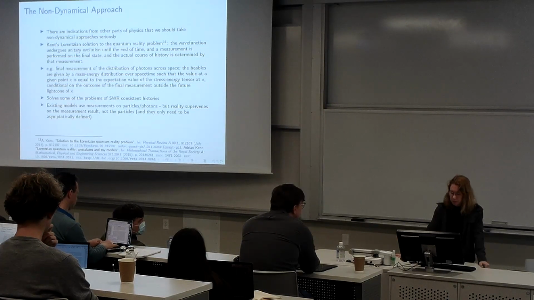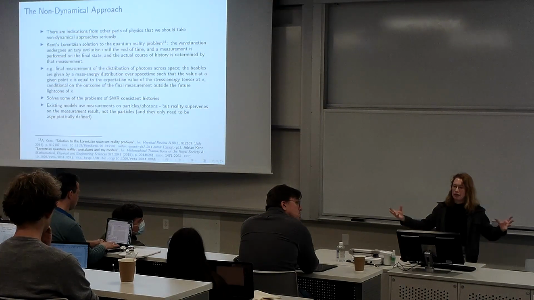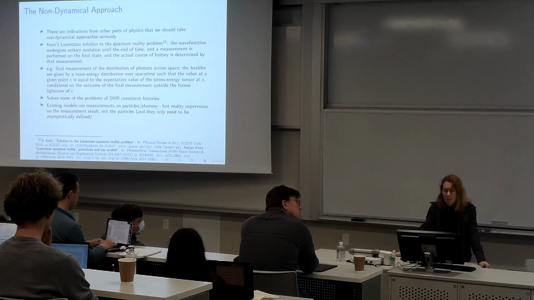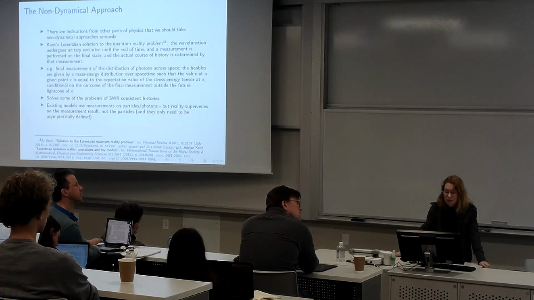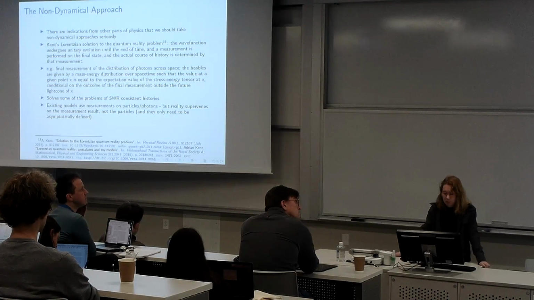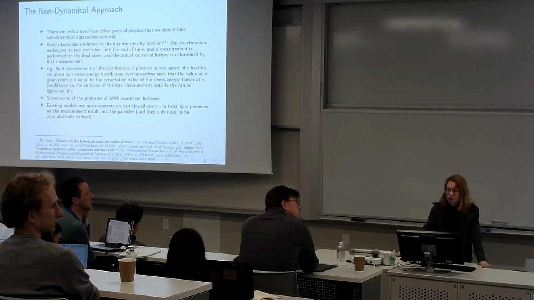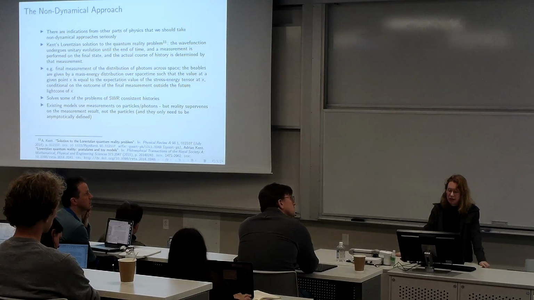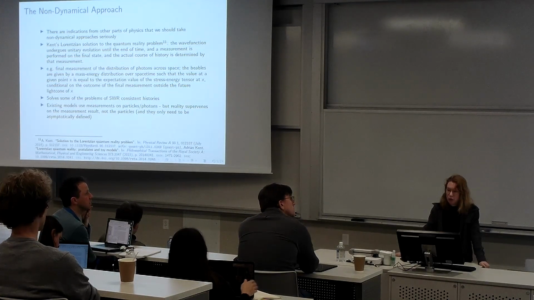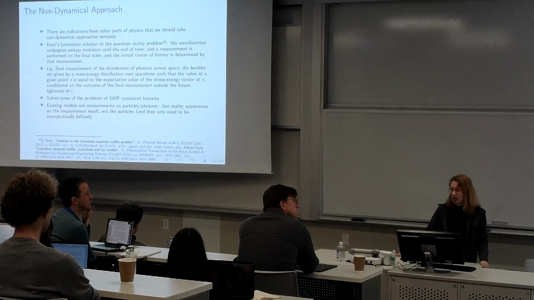with the measurement problem. So the consistent histories approach I just described is in fact also non-dynamical, since the whole history is selected and actualized at once. But here I want to talk about a different non-dynamical approach, which is Kent's Lorentzian solution to the quantum reality problem. Kent's approach is based on a fairly simple idea. The thought is that we just allow the wave function to undergo its usual unitary evolution until the end of time, and then a measurement is performed on the final state, and the actual course of history is determined in some way by that final measurement.